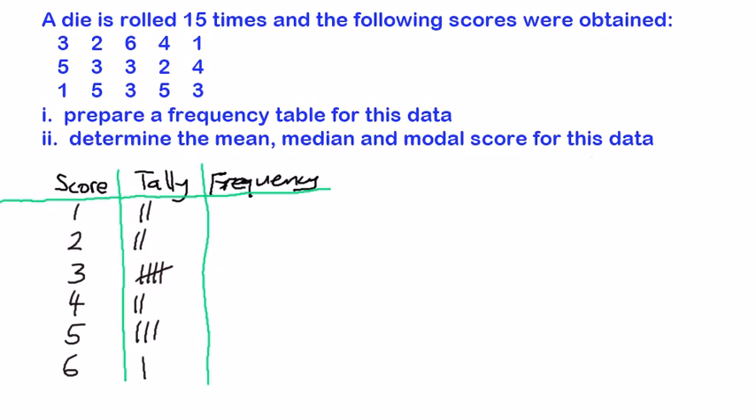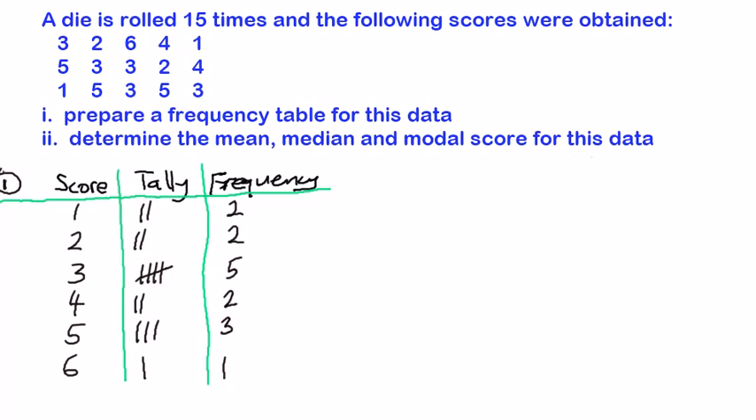Then we confirm that all these add up to the total frequency, which is 15. We can interpret it here by saying 2, 2, 5, 2, 3, 1. Now the frequency table has been prepared. That's for question number 1.